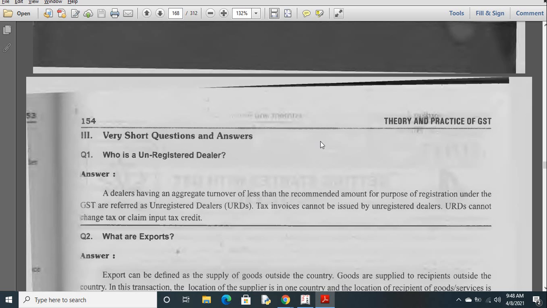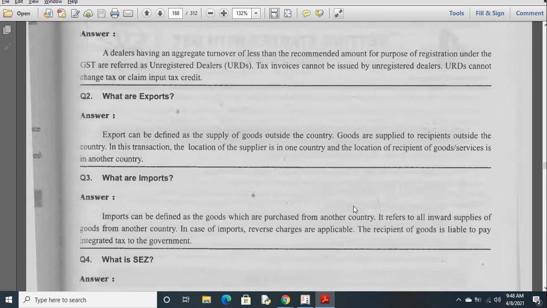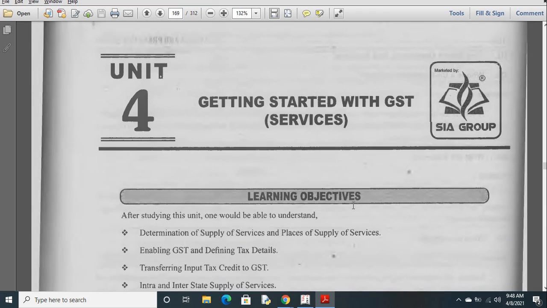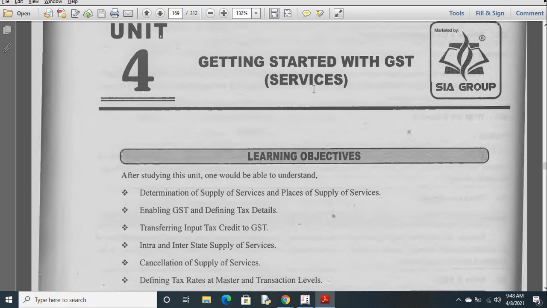In second unit and third unit we deal with goods. In fourth unit we completely deal with services. That's the only difference. Instead of goods we have to select services. Everything, purchase ledger, purchase voucher, sales voucher, payment voucher, receipt voucher, everything is the same. Okay, so we'll start unit 4 from tomorrow. Okay now, getting started with GST with services. Okay guys.